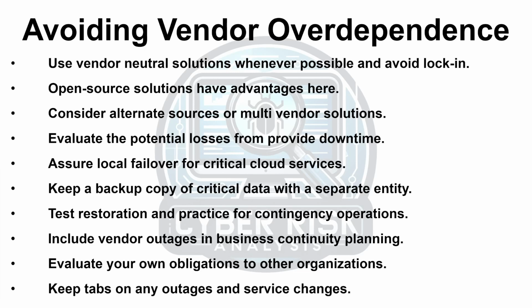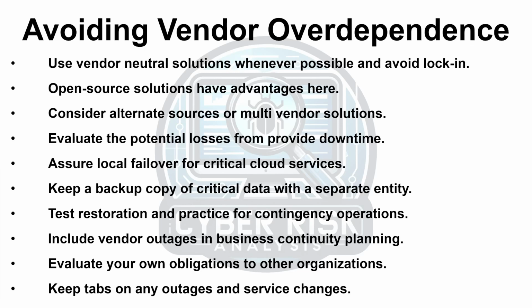You can also consider alternative sources or multi-vendor solutions, and that's especially important with cloud. If you're really reliant on AWS, Amazon Web Services Cloud, you might also want to consider whether or not you have a cold backup account available in Google or in Microsoft's Azure cloud. That'd be what you call a multi-cloud solution.